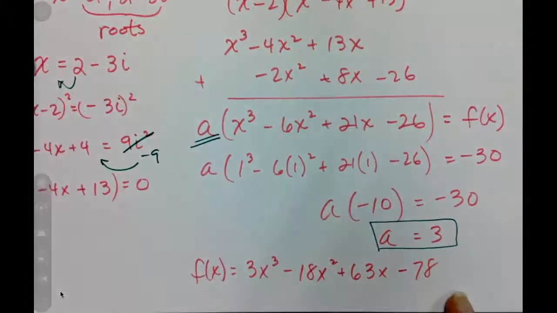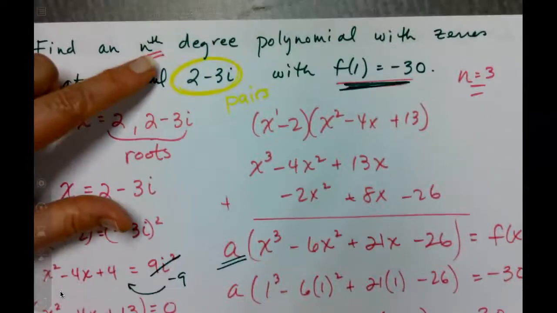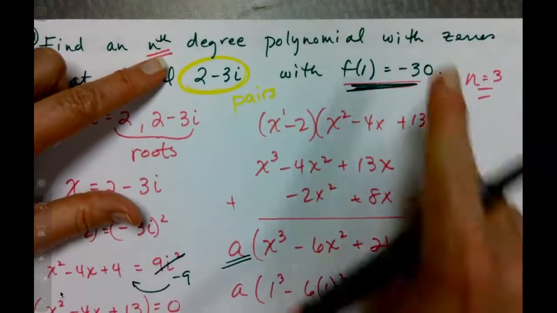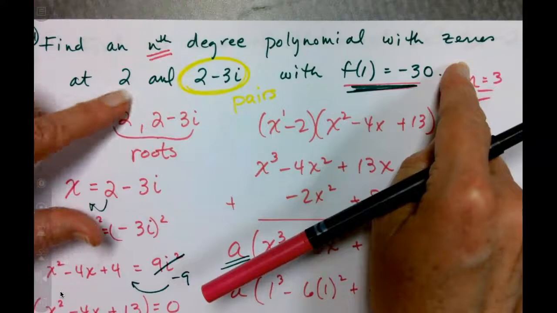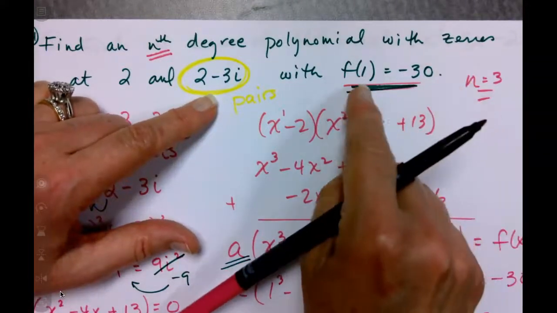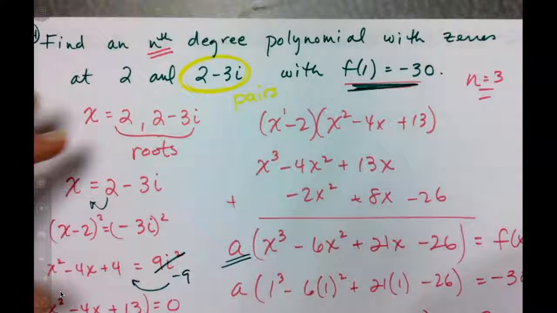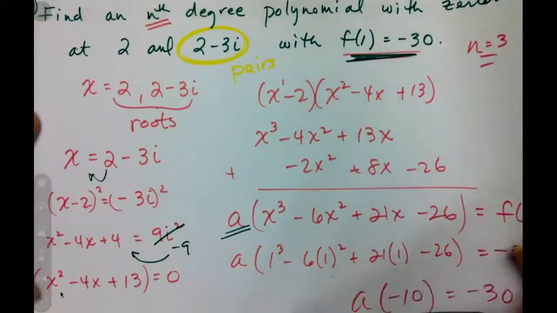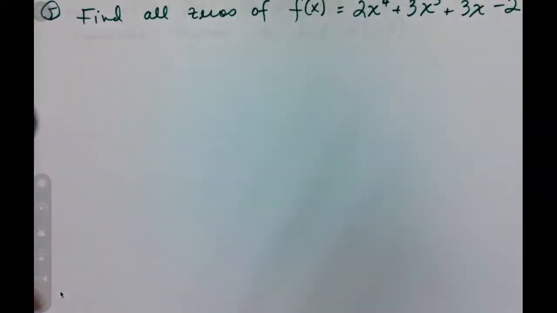So finally, here's our function. 3x cubed minus 18x squared plus 63x minus 78 is a third degree polynomial with zeros at 2 and 2 minus 3i, and passes through the point 1, -30. Yes, we do have a big fat problem just like that on the test tomorrow.